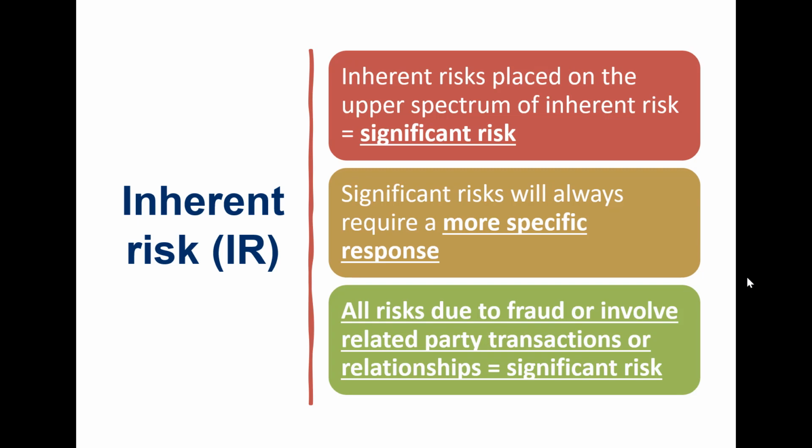Okay, so as we mentioned, the risk in the example can be placed on the higher spectrum of inherent risk. More specifically, it will be placed on the upper spectrum of inherent risk, and those risks can be referred to as significant risks. And they will always require a more specific response. Also remember that if you look at the definition of significant risk, all risks due to fraud, as in the case of this example, or involved related party transactions are automatically classified as significant risks.